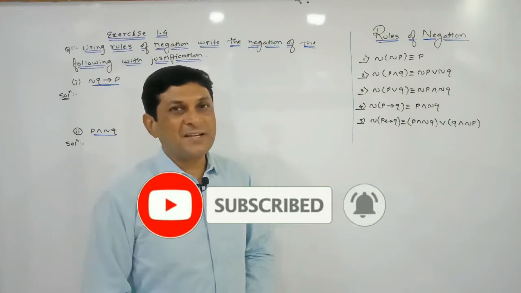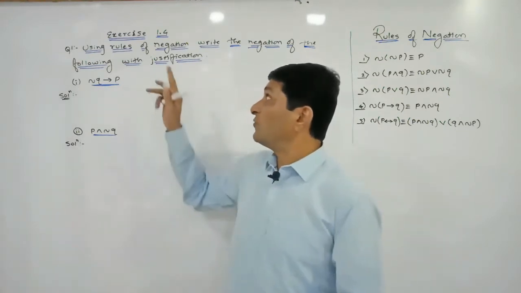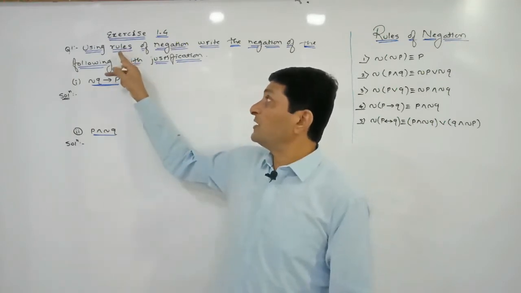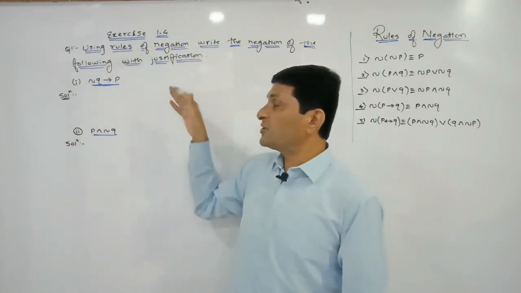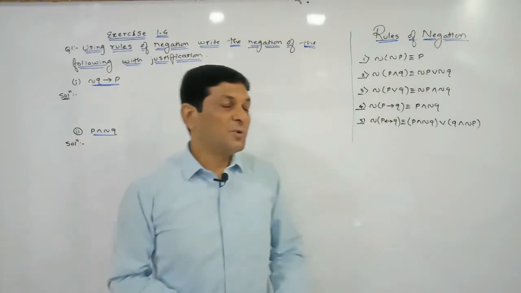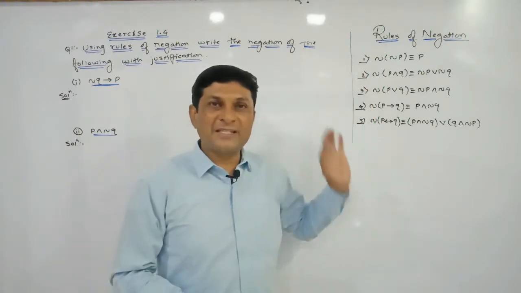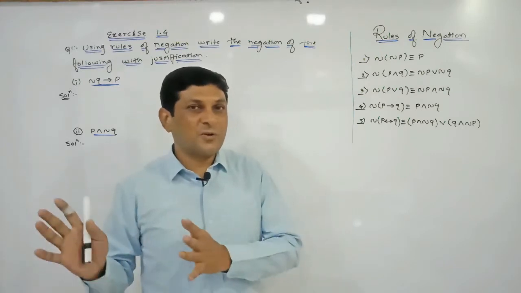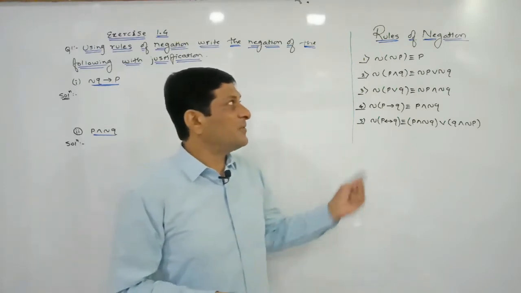So today we are starting examples from exercise 1.4. If you observe the question, it says: using rules of negation, write the negation of the following statement. Already in the last exercise we applied these rules of negation to find the negation of a given statement. Again let us revise these rules.